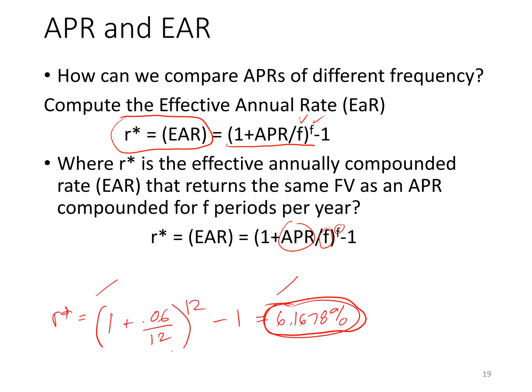6.1678%. So effectively, by paying 6% per year but making the payments monthly, it's like paying a single loan payment of 6.167% interest. So I'd be indifferent between a monthly 6% loan and an annual 6.1678% annual payment loan.